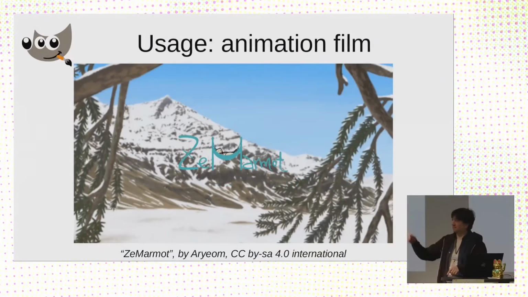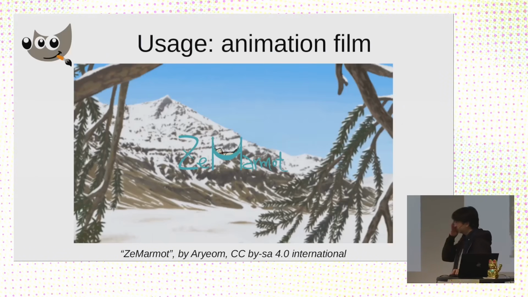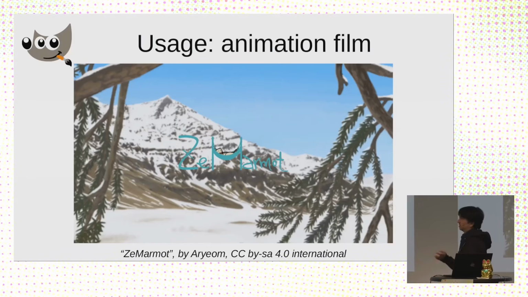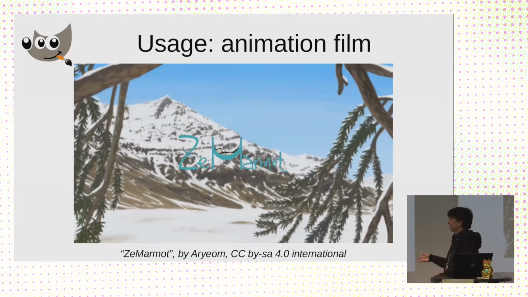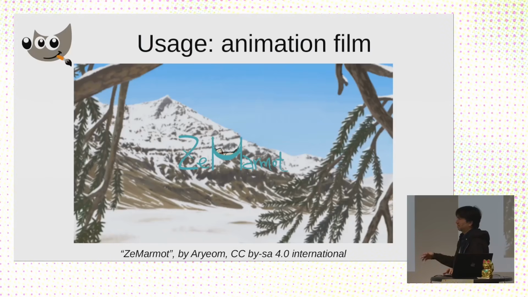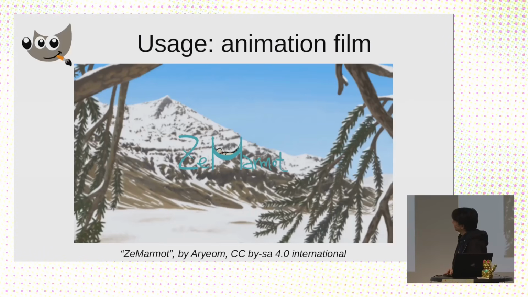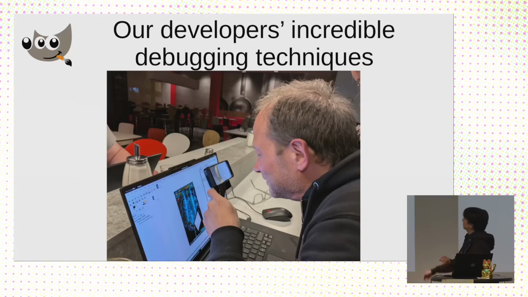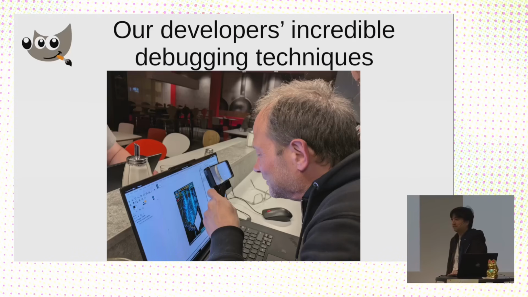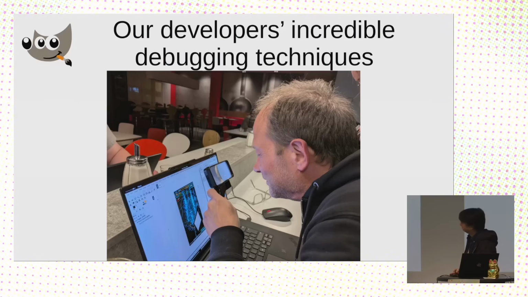Me and Aryo, we make animation films. We have a production in France to make animation films. We know GIMP is used in video games a lot, and in the map making ecosystem and this kind of stuff. We can also tell you about our incredible debugging techniques. That's a real photo of me debugging GIMP.